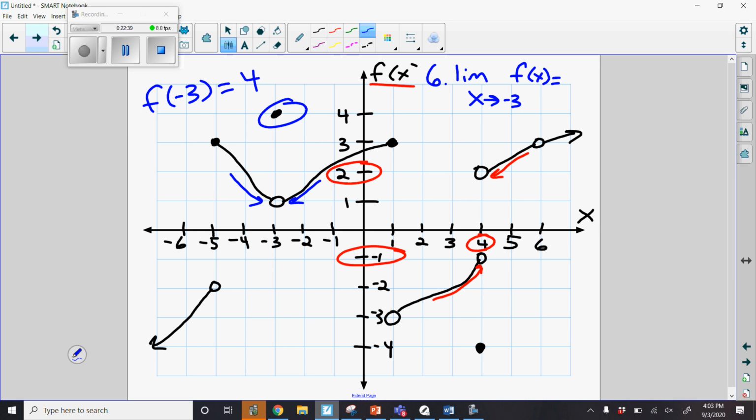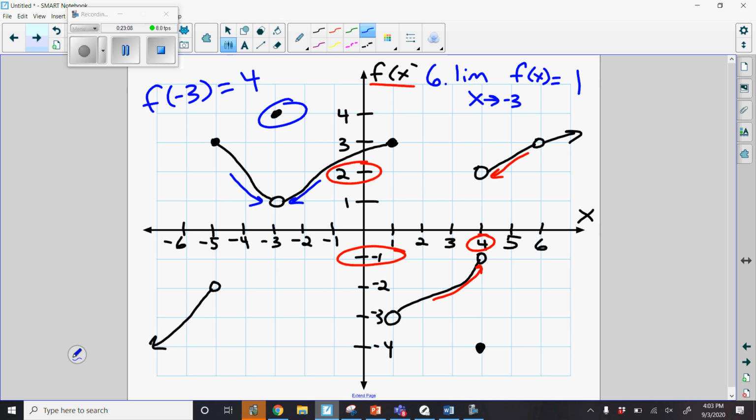So, what was the right-handed limit? Well, that was 1. What was the left-handed limit? That was 1 as well. They equal each other. Therefore, I can say the limit as x goes to -3 of f of x is equal to 1. Okay? So, even though there's a hole in the graph and it's filled in somewhere else, the limit still exists here, and the limit would equal 1.